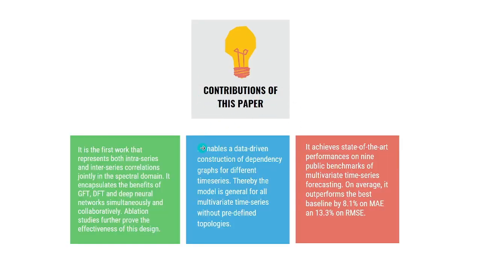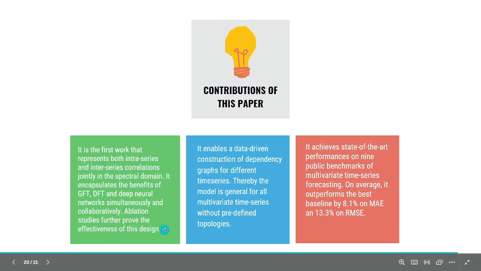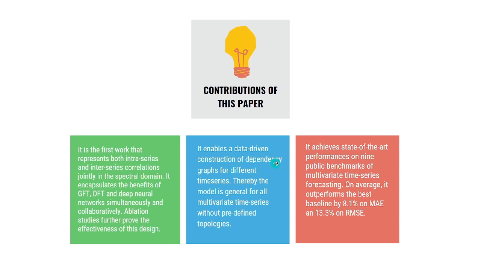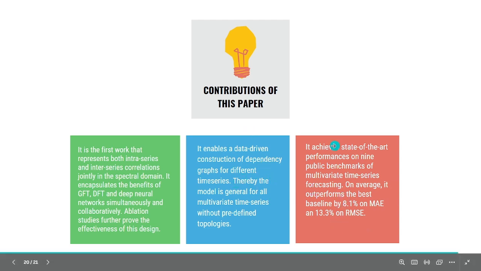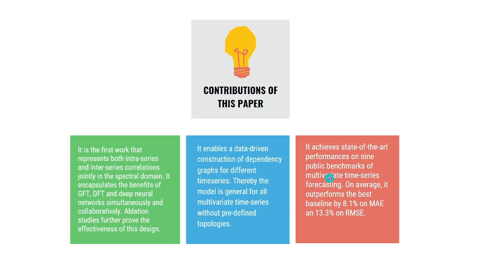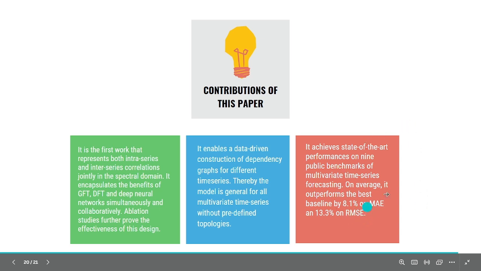To conclude, the major contributions of this paper involve combining graph Fourier transform, discrete Fourier transform, and deep neural network concepts to represent both the inter-series and the intra-series correlations jointly in the spectral domain. The ablation studies further prove their effectiveness. It has also contributed in automatically representing the graph structure by using self attention without adding human priors. It has also met high benchmarks by comparing its data with multiple datasets of solar energy, electricity, ECG, and more, and it has outperformed the existing models by 8.1% on mean average error and 13.3% on root mean square error.